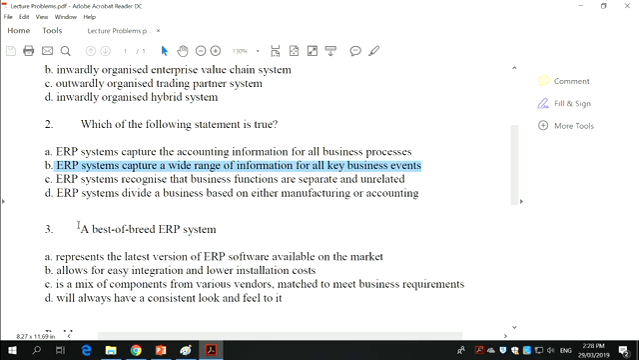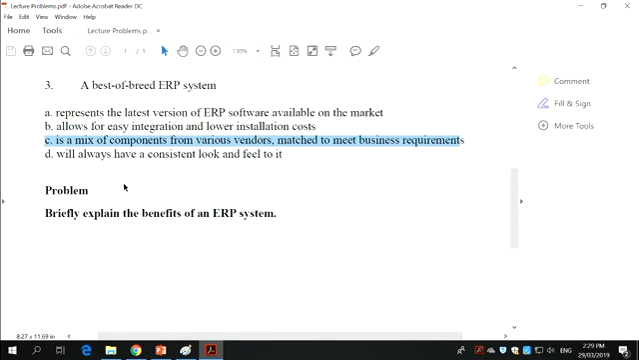And question number 3, a best-of-breed ERP system. Best of breed. So we use software developed by different vendors, right? So what do you think? See, it is a mix of components from various vendors, matched to meet the business requirement. Good. So those are the 3 multiple choice questions. And one problem: briefly explain the benefits of ERP. So I think you should have some ideas already, right?